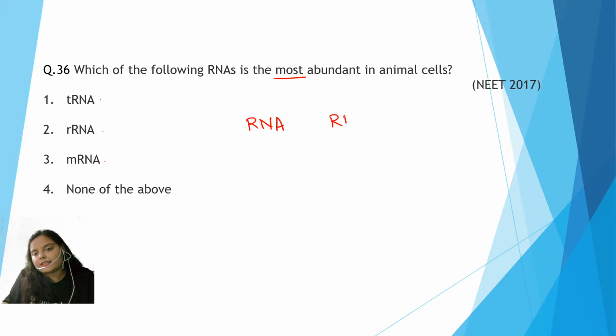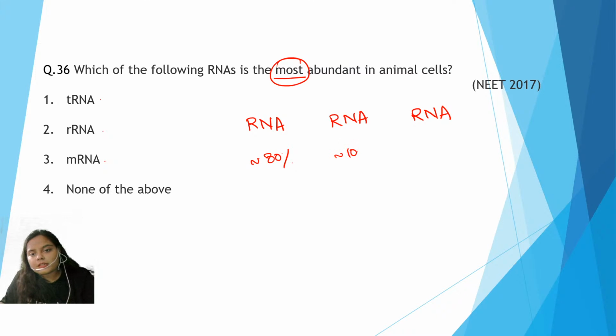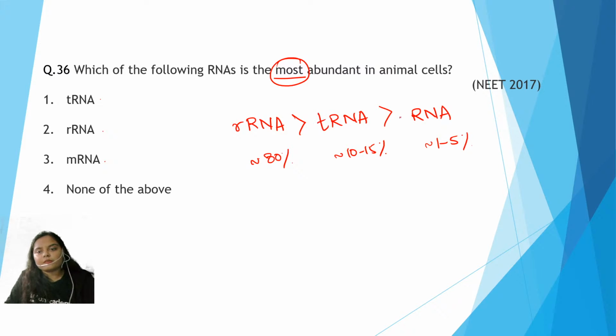I'll be writing 3 RNAs over here, and I'll give you some time to think. The most abundant RNA is approximately 80% of total cell RNA. Then approximately 10 to 15% of total cell RNA. And here it is approximately 1 to 5% of total cell RNA. The most abundant RNA is the rRNA, followed by the tRNA, followed by the mRNA. So the most abundant option becomes option number 2, that is the rRNA. Second option is the right option. And this is the order of abundance of the RNA in the cell.